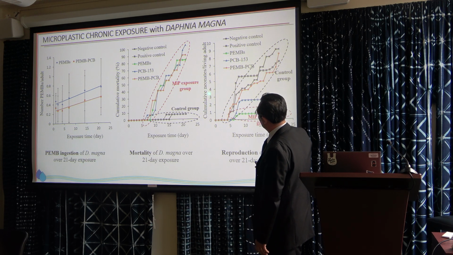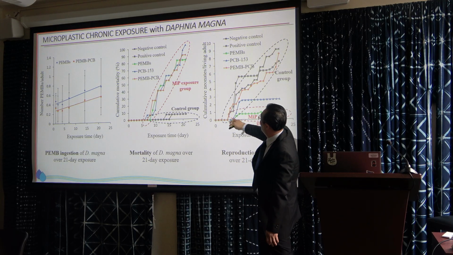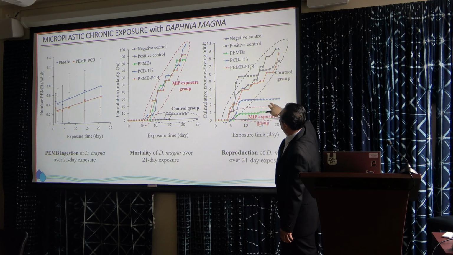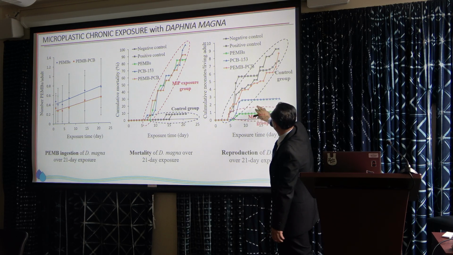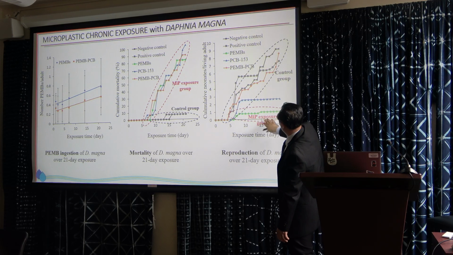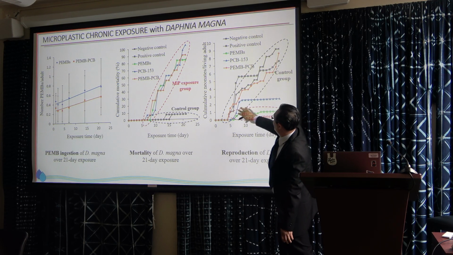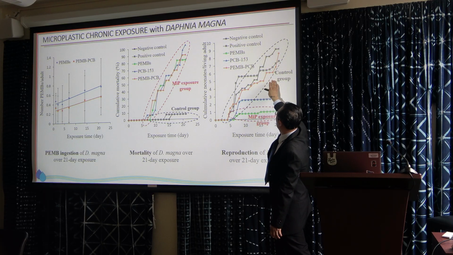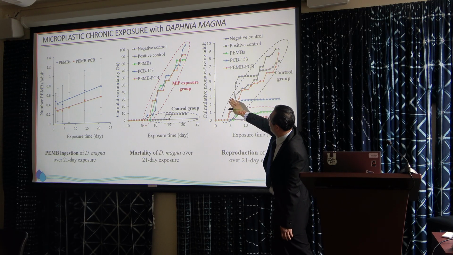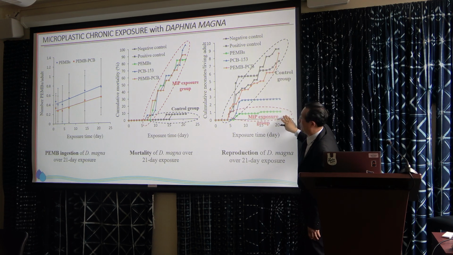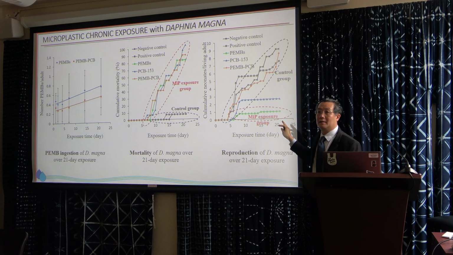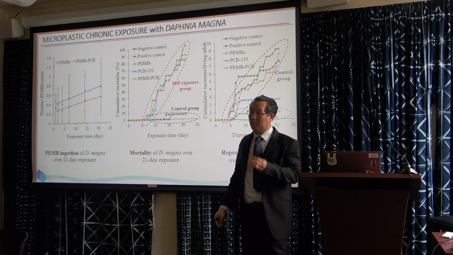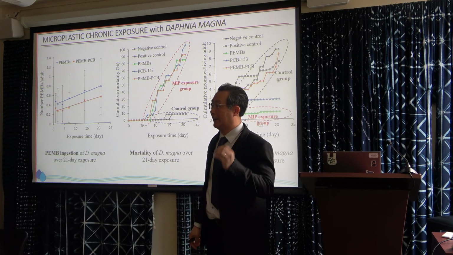And about the cumulative neonates per living adult. This is the number of neonates per living adult. This is the control group, and this is the exposure with the microplastic group, and it is significantly different. With the control group, the number of neonates is very high, but with the exposure group, the neonates, the babies, are very low, and this confirms that the microplastic affects the reproduction of the organism.